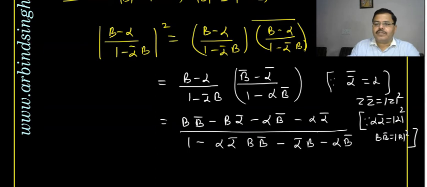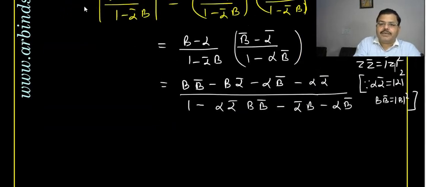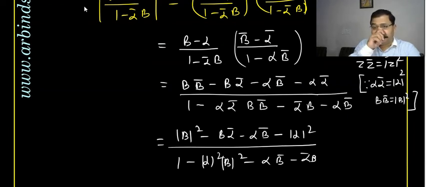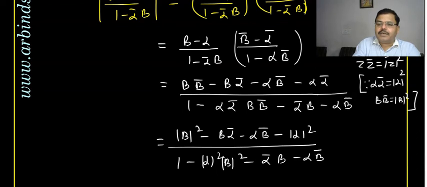So I want to use this, and after using that, what will happen? There will be mod of beta square minus beta alpha conjugate minus alpha beta conjugate plus mod of alpha square, and that will be over 1 minus mod of alpha square mod of beta square minus alpha conjugate beta minus alpha beta conjugate.